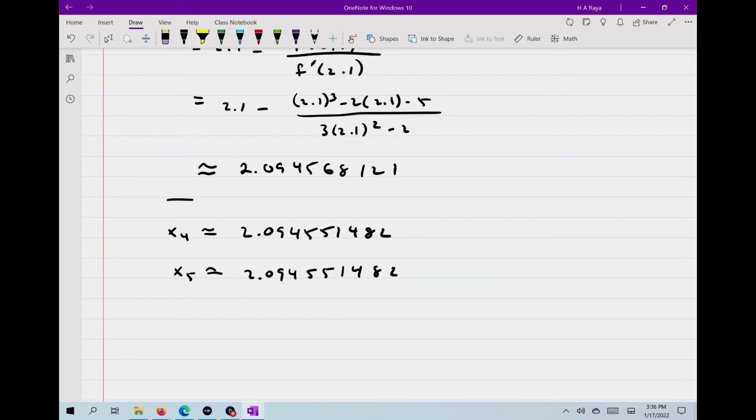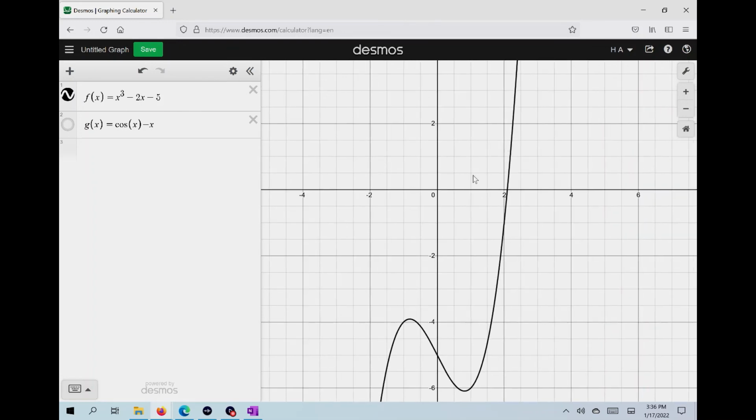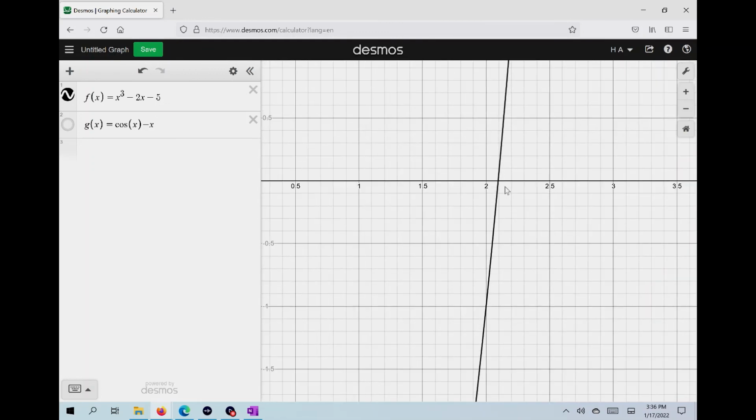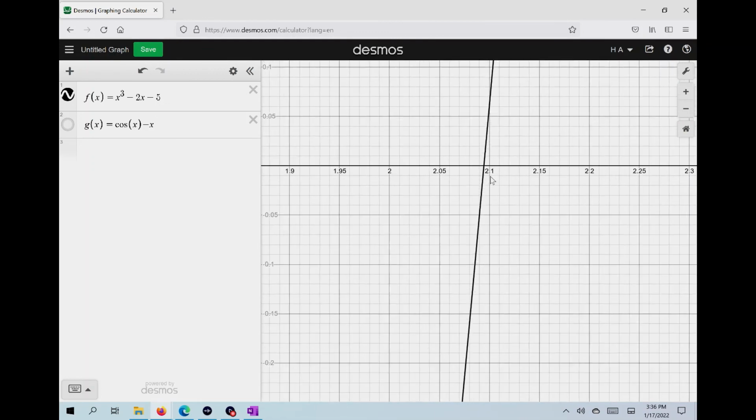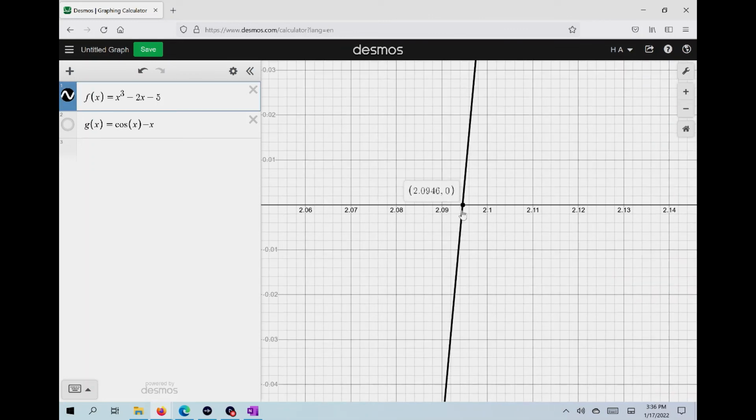Let's take a look at the graph of my function and see if this is reasonable. Again, remember the root is approximately 2.09 from this method. So here's my function, x cubed minus 2x minus 5. And if I turn that on, it's a cubic function. And if I zoom in really close to where my graph intersects the x-axis, my graph intersects approximately there at 2.0946. That's really close to my approximation, but my approximation is better.